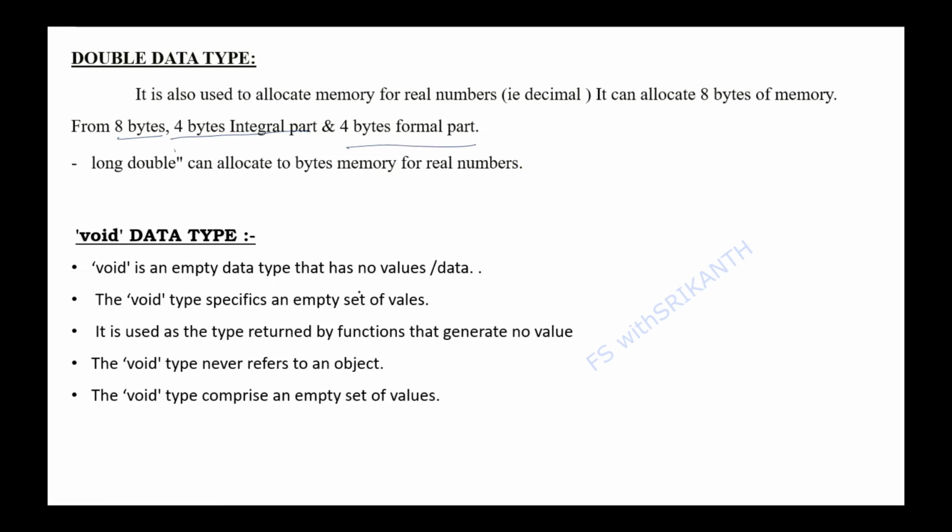Next, the last one is the void data type. Void is an empty data type that has no value. The void specifies an empty set of values. The void type never refers to an object. The void type comprises the empty set of values. So every main method we begin with void, and in future you will get a very clear idea about this void.